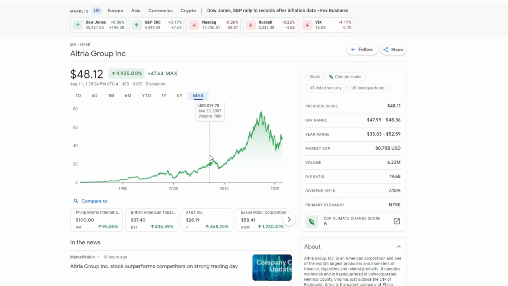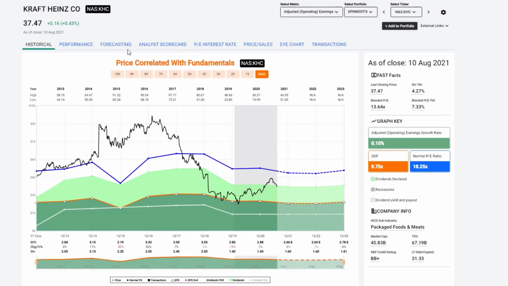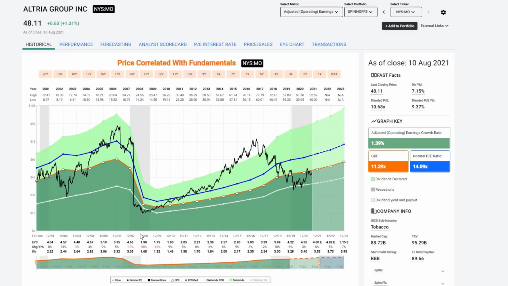Now, if you go to Google Finance, you'll notice that Google Finance uses the same adjusted data that we use on FastGraphs, where you got that $19, $20 price back in March and April of 2007. If you go to Yahoo, they don't split adjust the prices. Okay, in FastGraphs, we give it to you both ways. We give it to you where you can look at any of these companies prior to the spinoff and then what happened after the spinoff.